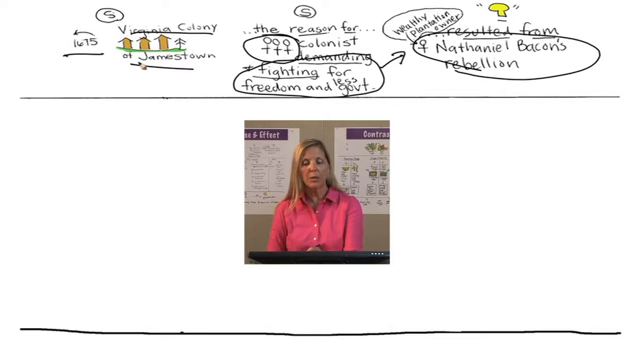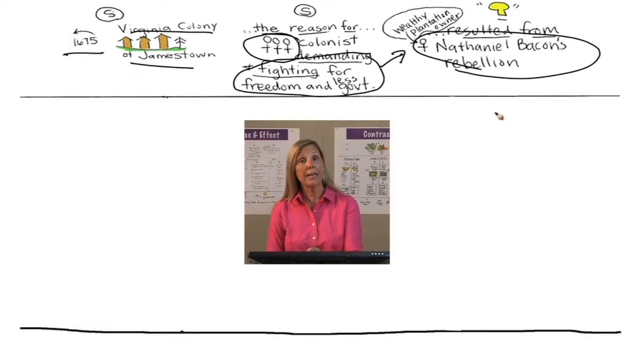So we have a sample of a student here who has in 1765 in the Virginia colony of Jamestown, the colonists fought for their freedom and less government in Nathaniel Bacon's rebellion. This student has all the information on their organizer recorded. They would go through, they would orally rehearse it until they found that thesis statement that sounded the best, and then they would write it down. But the ideas are there, everything that student needs to write that information down.